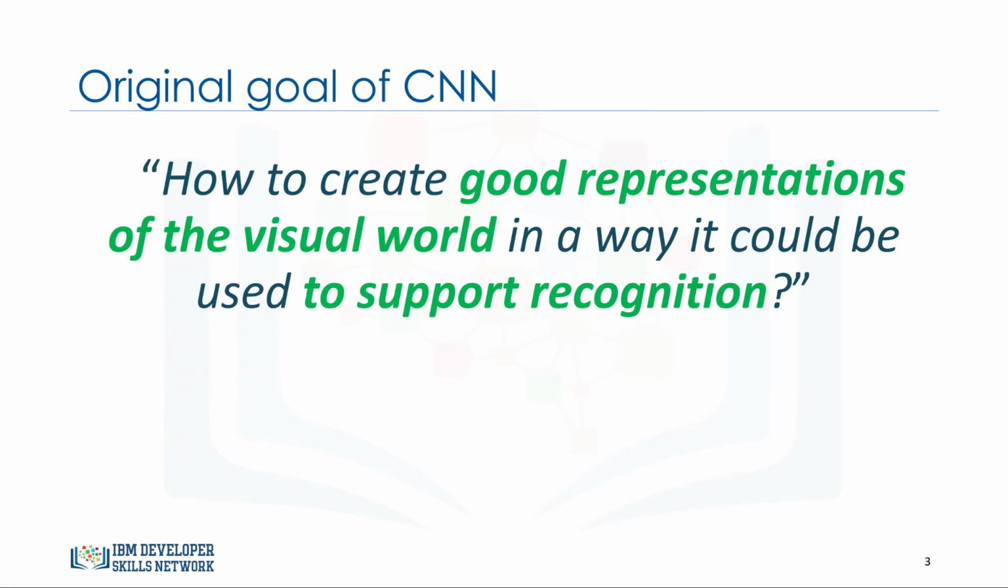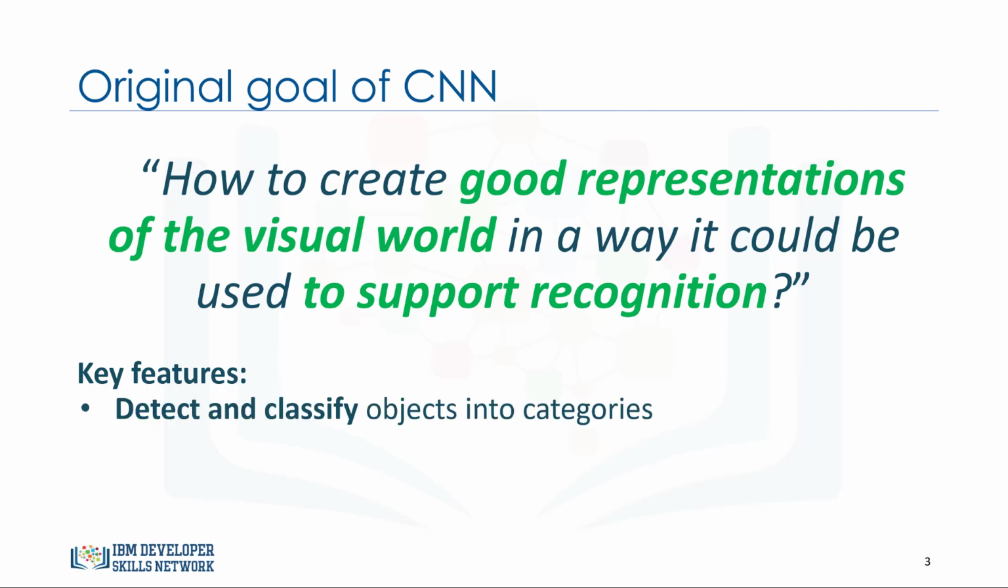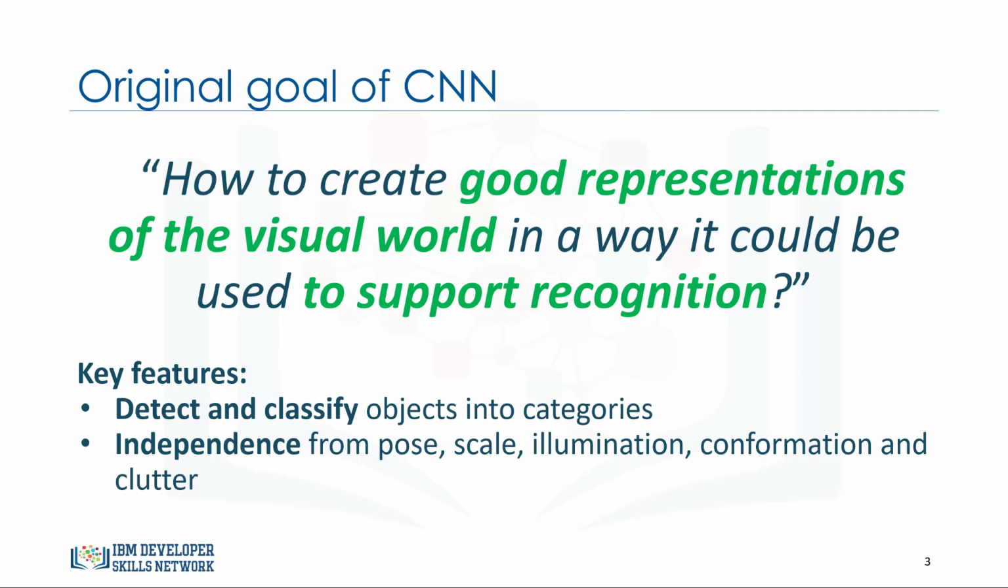The original goal of the CNN was to form the best possible representation of our visual world in order to support recognition tasks. The CNN solution needed to have two key features to make it viable. First, it needed to be able to detect the objects in the image and place them into the appropriate category. And second, it also needed to be robust against differences in pose, scale, illumination, conformation, and clutter. The importance of this second feature simply cannot be overstated, since this was historically a huge limitation of hand-coded algorithms.